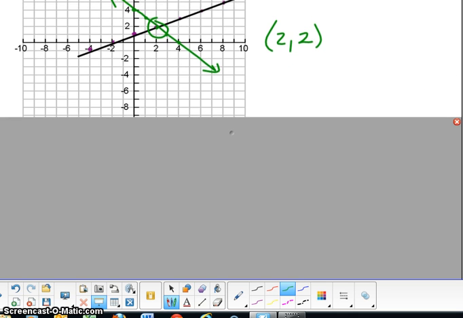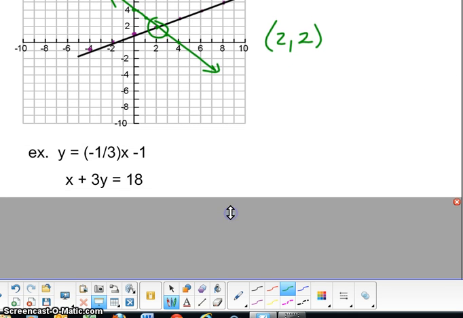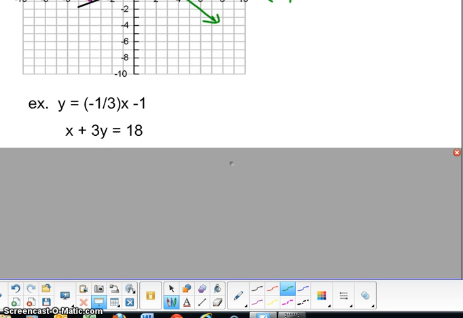Alright, so I want you to go ahead and practice the next one, and only one of them you're going to have to solve for y. Go ahead and push pause and solve for y.